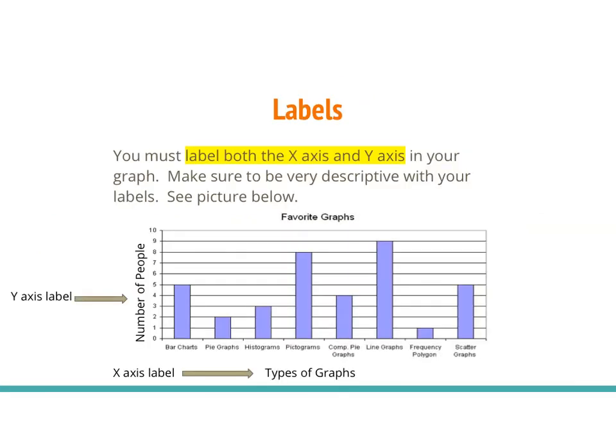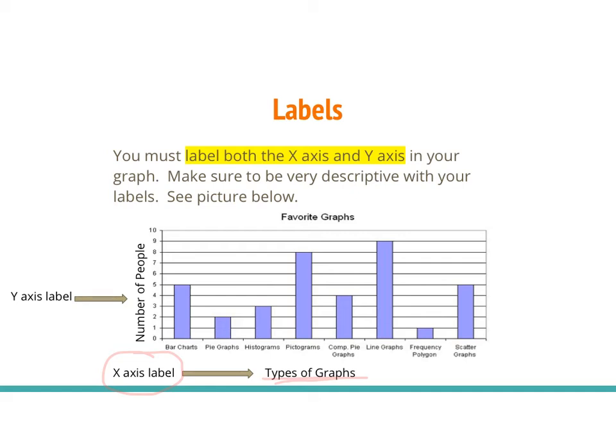The L in TAILS stands for labels. You must label both the x-axis and y-axis in your graph. Make sure to be descriptive with your labels. So when we look at the bar graph below and we figure out where the labels are, let's look at the x-axis first. It's the line that goes across the bottom. So the label for this x-axis, as I underline it, is types of graphs, which would describe what is above it. As we look above it, I have a bar chart or graph, pie graph, histogram, pictogram, and so forth across the page. So types of graphs describes what those graphs are.